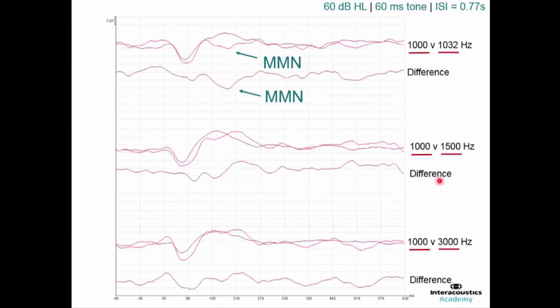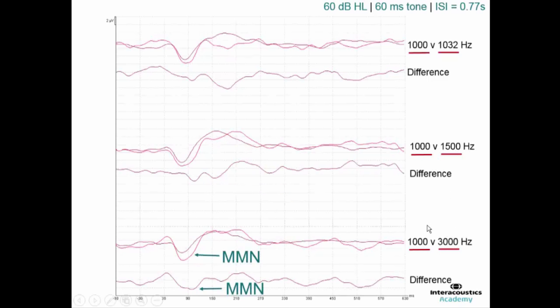So, if we read our way down the screen to the middle set of traces, here the frequency difference between standard and deviant is increased from 32 Hz to 500 Hz. So that means that the discrimination task should be a little easier, so we'd expect the MMN to occur a little earlier. So here, I'll just pop that arrow on there. So here we can see the MMN occurring now a little earlier.